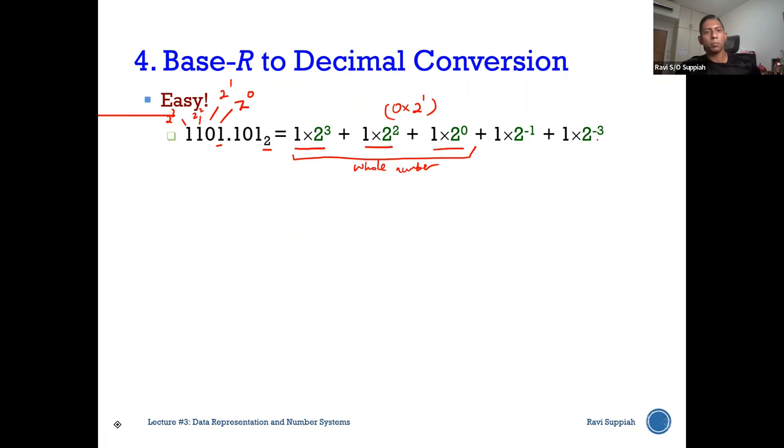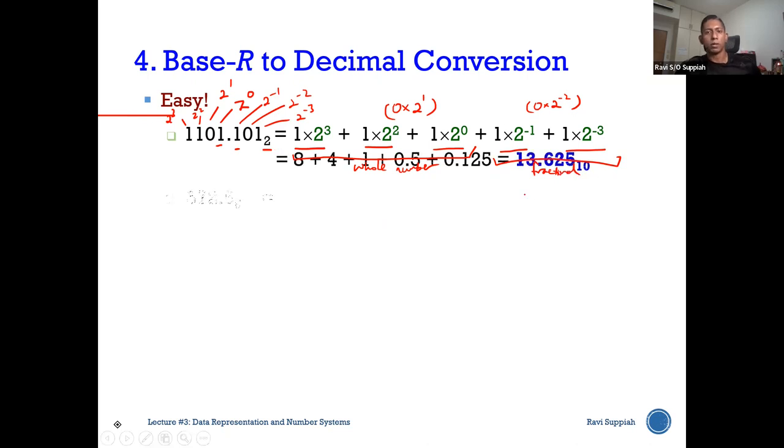Then to the right of the decimal place, you do the same thing. The only thing is, you start with 2 to the power of minus 1, 2 to the power of minus 2, 2 to the power of minus 3. So 2 to the power of minus 1 times 1 is here. Then you have 2 to the power of minus 2 times 0, again not shown here, followed by 2 to the power of minus 3 times 1. This is the fractional part. If you interpret it together, you get 8 plus 4 plus 1 plus 0.5 plus 0.125, and the final answer is 13.625.